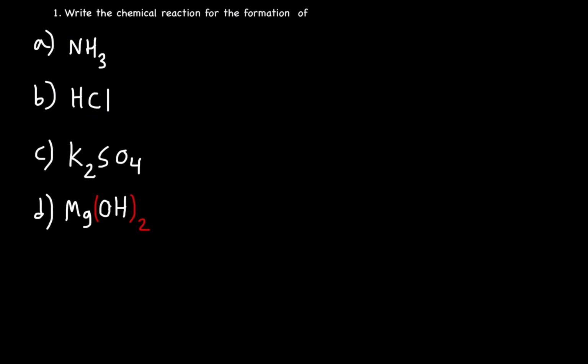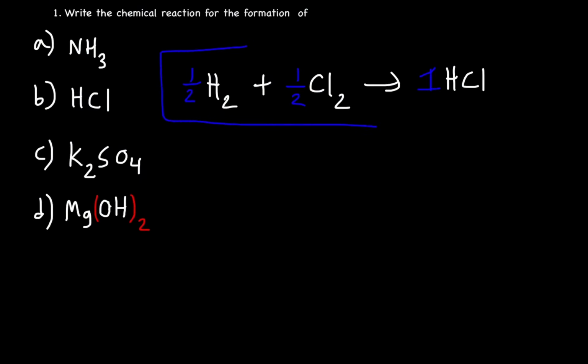Now for hydrogen chloride, the only elements we see are hydrogen and chlorine. So this gives exactly 1 mole of hydrogen chloride. On the right side, there's 1 hydrogen, and on the left side, there's 2 hydrogens. So we'll put the coefficient as 1/2. And now for chlorine, there's 2 here, and there's 1 here. So I'm going to balance it by putting 1/2 here. And now this is the reaction if you want to make exactly 1 mole of hydrogen chloride.